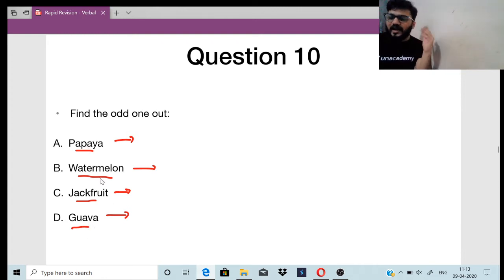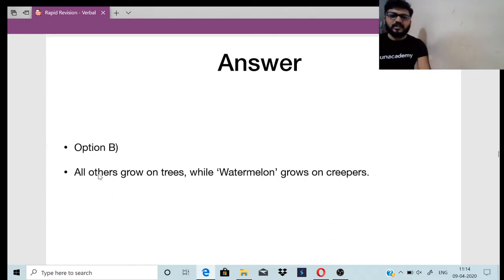And also, papaya is grown in the ground. Watermelon is grown in the ground. Jackfruit and guava, they are grown in the trees. Ye trees mein hota hai jackfruit. So you can tell any one of them. So which one will be the right answer? It is option B. All others grow on trees while watermelon grows on creepers.